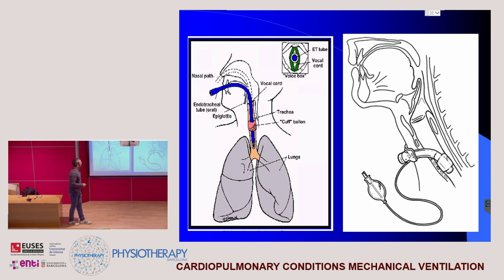Okay, so here are some examples. These are two figures where we can see an endotracheal tube. It is going through the mouth, larynx, pharynx, and also inside the trachea. And this is called a cuff. This cuff is insufflated when we have performed the intubation, and it's extremely important to protect the airways. We will talk about that later.